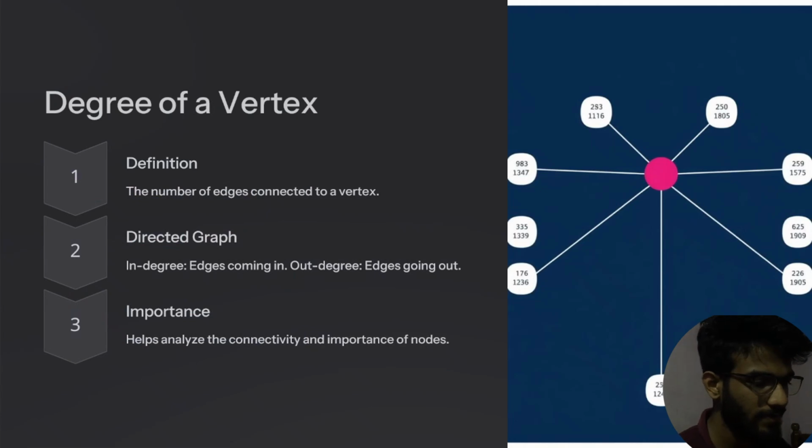The next one is the degree of the vertex. This is simply the number of edges connected to it. For directed graphs, in-degree means the number of edges coming into a vertex, and the out-degree means the number of edges going out of a vertex. This is especially useful when analyzing networks, like finding the most influential person on social media.